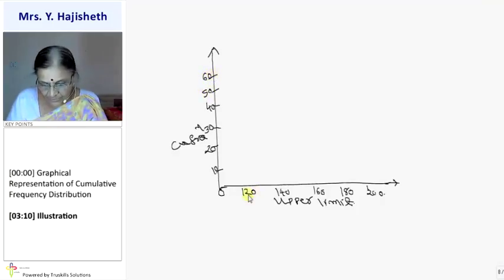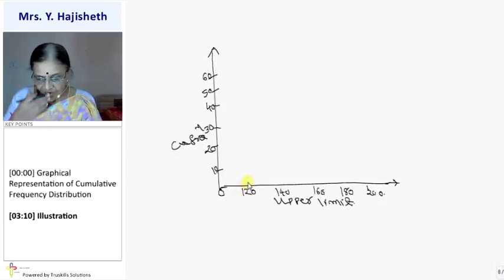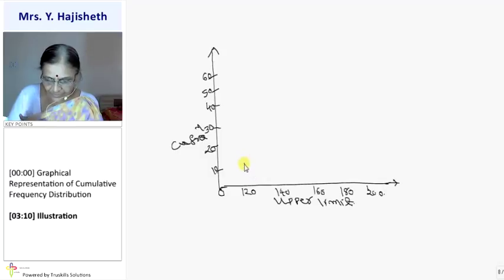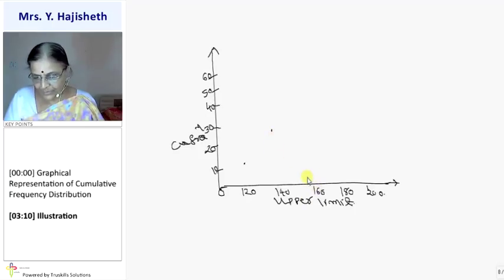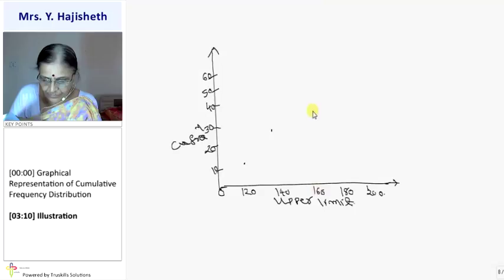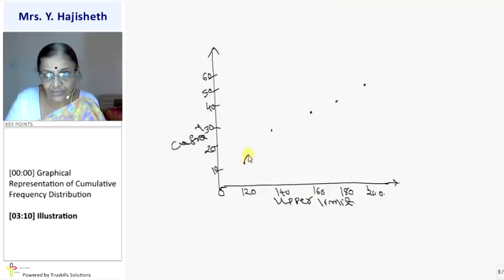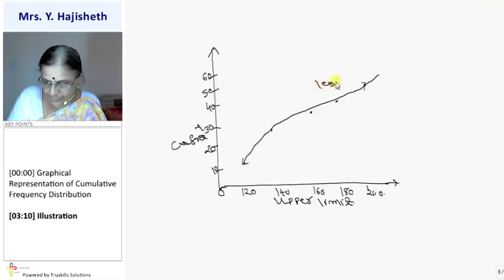Now, for 120, my frequency is how much? 120 पर मेरी less than type में फ्रीक्वेंसी क्या है 12, देन 26, 120 पे 12, फिर 140 पे 26, राइट. Then 160 pe 34, then 180 pe 40, and then 200 pe 50. Clear? So I can draw the graph. I join them smoothly. This is my less than type ogive curve, okay.